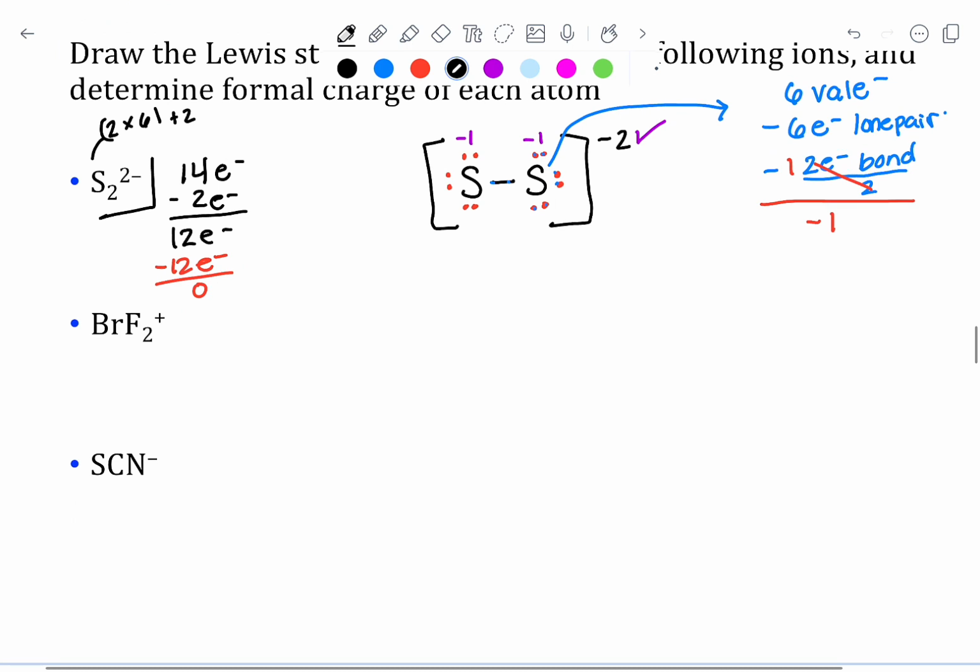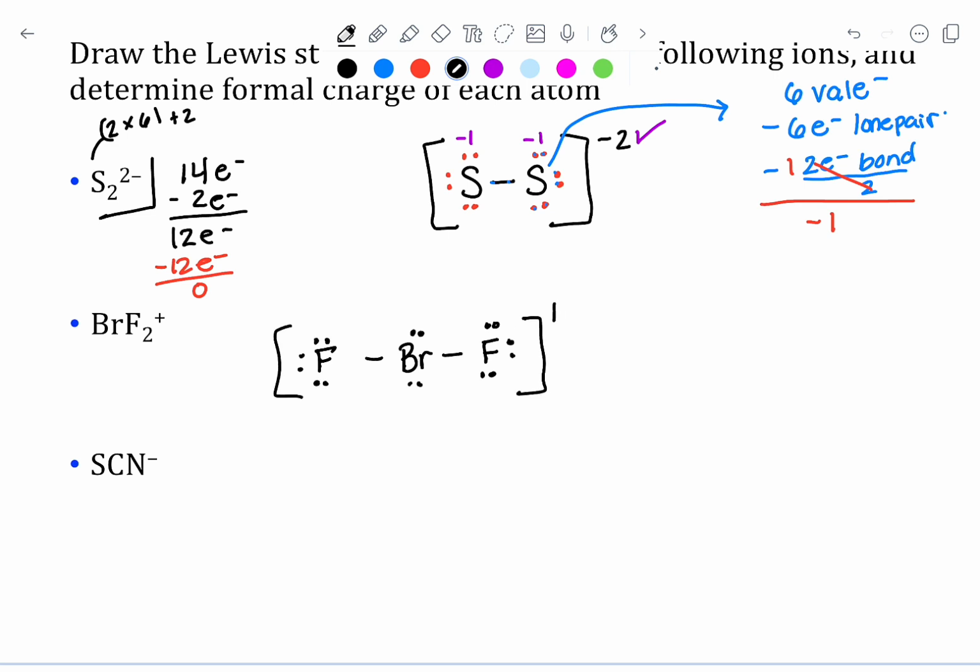Our structure for BrF2+ is Br bonded to two F's, with some lone pairs on the bromine and the fluorines. Everyone has an octet and is happy, and we have a charge of plus. If your Lewis structure does not look like that, please make sure that you accounted for all of your valence electrons in this ion, specifically remembering to subtract off 1 for that plus charge.